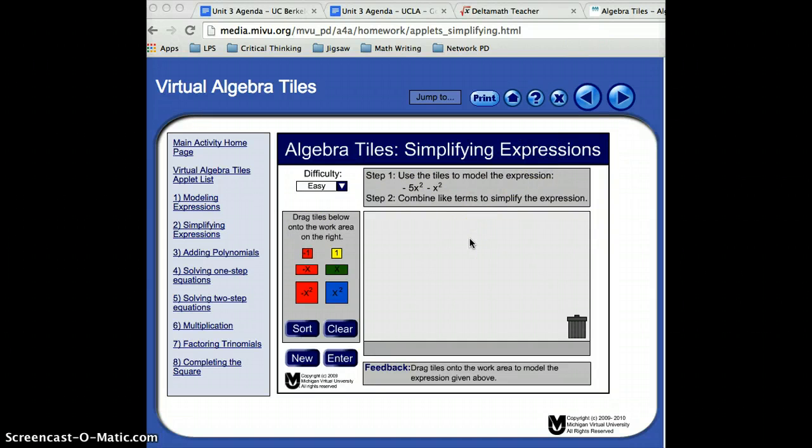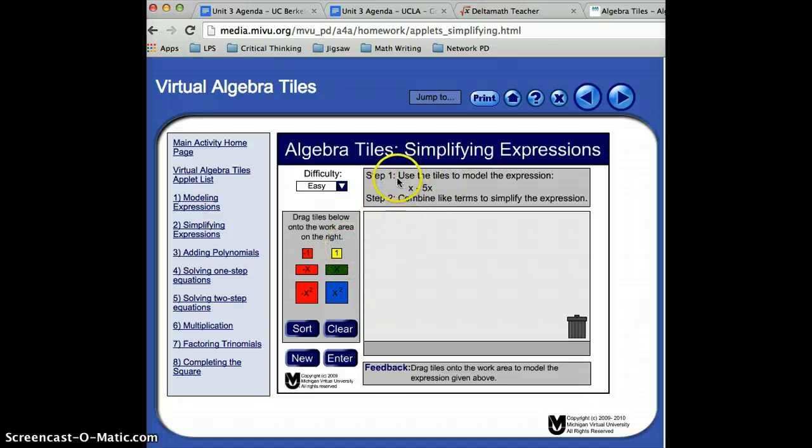Okay, so for this computer program, you are simply going to have a set of tiles over here, right? We have the -1 and the +1. We have a negative x and a positive x. And here we have something that we didn't have yesterday. We didn't get time to start these. We have a negative x squared and a positive x squared. And they work just like our x tiles and our 1 tiles, our positive and negative.